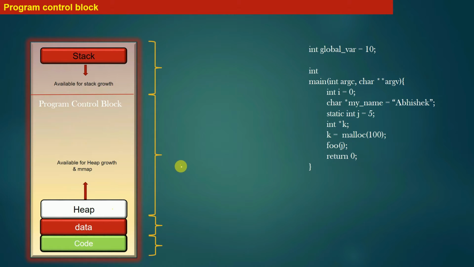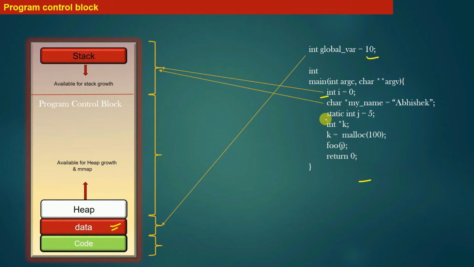So now let us do one small exercise to illustrate what different portions of your program control block actually contain. On the right hand side you can see that I have written a small program. This program has one global variable. As I said, this global variable will go in the data memory. And the moment your main function executes, the variable I is a local variable to the main function. Therefore, all the local variables will go to the stack memory. Similarly, my_name is also a local variable, so it will also go to the stack memory.